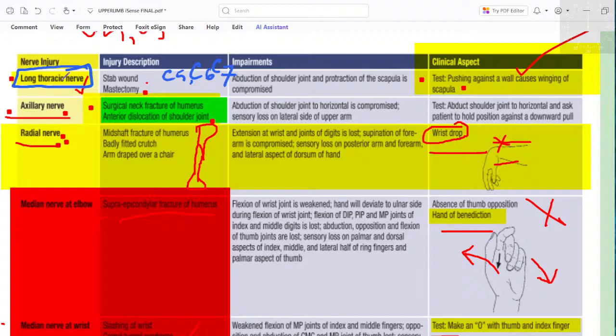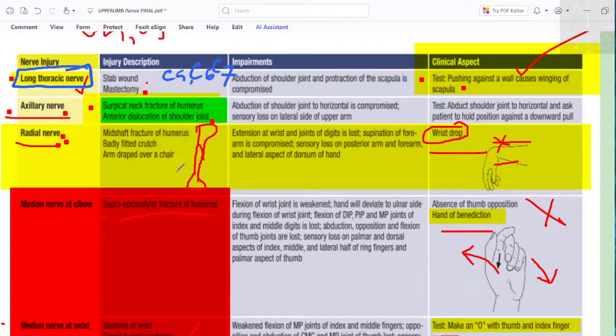The axillary nerve is injured in surgical neck fracture of the humerus and anterior dislocation of the shoulder. Neck of the humerus, not the femur. Remember abduction. In this type of scenario in the exam, if they say during mastectomy, click it in your head: it could be long thoracic nerve injury. During surgical neck of humerus fracture, blindly you can answer axillary nerve.